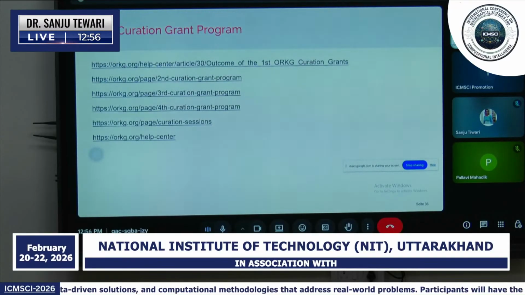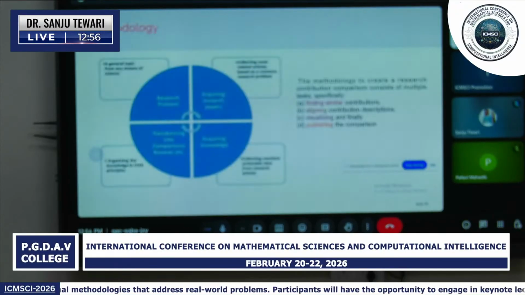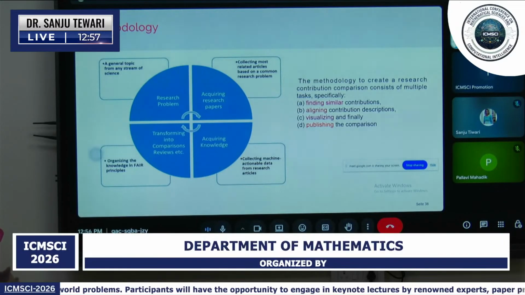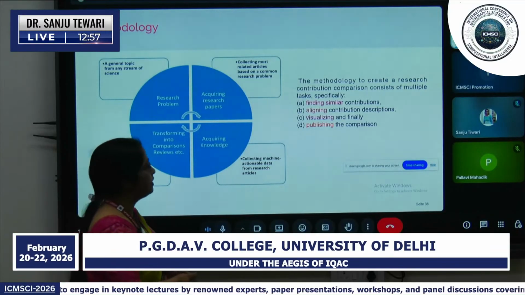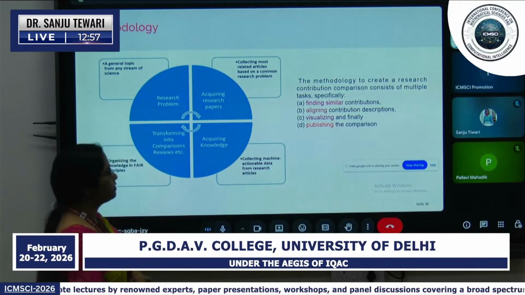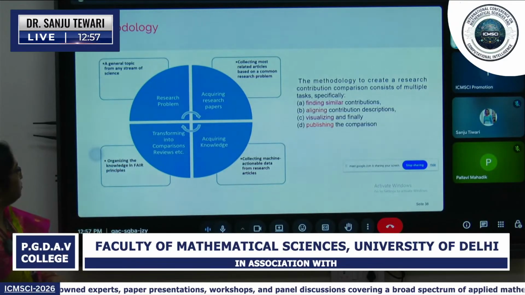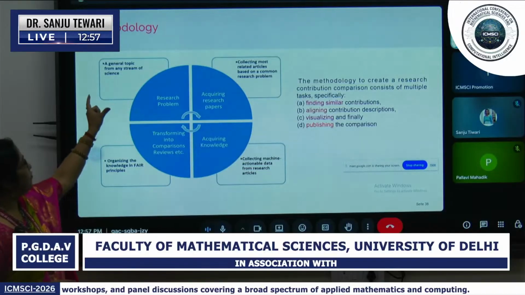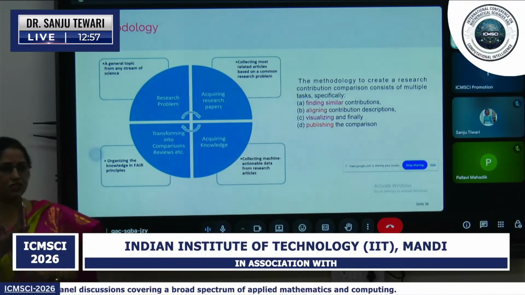So these are some curation grants that were previously done. Now I would like to share the methodology I followed to create the research contribution comparisons, consisting of multiple tasks, like finding similar contributions. First of all, we need a general topic from any stream of science. That means a research problem.